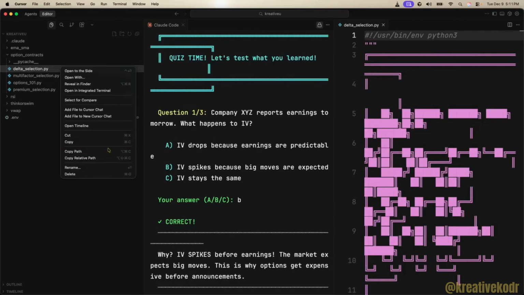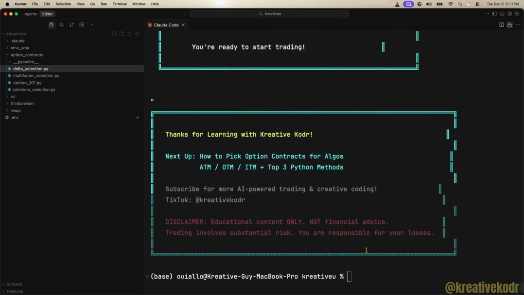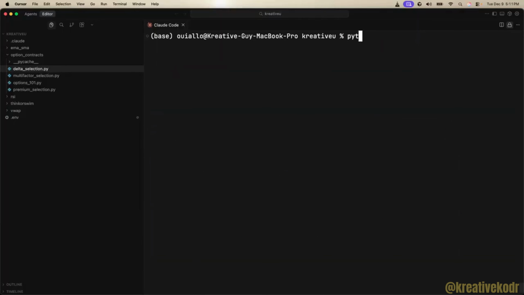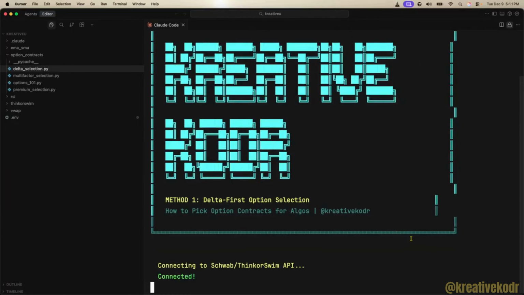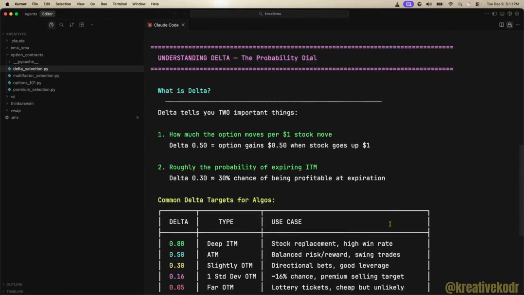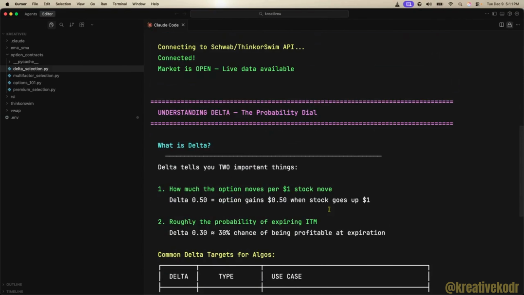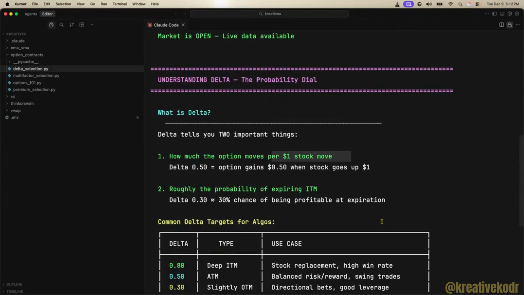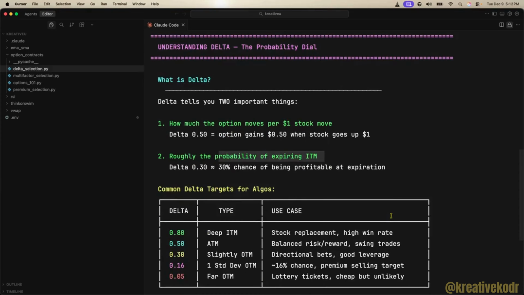Now the first method that you can use in order to select an option contract, now that we've fully gone over it, is using delta, right? So being able to use delta to select an option contract. What is delta? Let's go over it one more time. Delta tells you two things. Delta tells us how much the option moves for every $1 movement. So with a delta of 0.50, the option gains 0.50 when the stock moves up $1. And it also roughly tells us the probability of the option expiring in the money. So a delta of 0.3 is a 30% chance that we're going to be profitable at expiration.